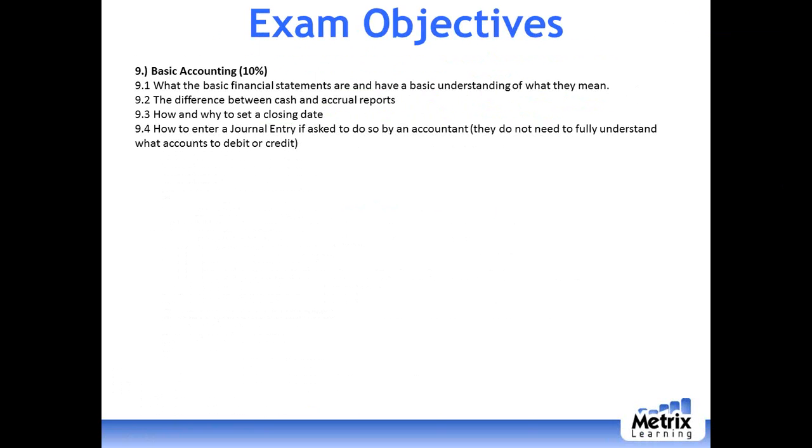Topic number 9 is basic accounting. This is 10%, or 5 questions on the certification exam. You'll want to know the basic financial statements, what they are, and have a basic understanding of what they mean, and the difference between cash and accrual reports. So accrual-based accounting recognizes expenses and income in the period they occurred, regardless if payment has actually occurred. Cash basis does not recognize items until they've actually been paid. You'll want to know how and why to set a closing date, and how to enter a journal entry if asked to do so by an accountant.